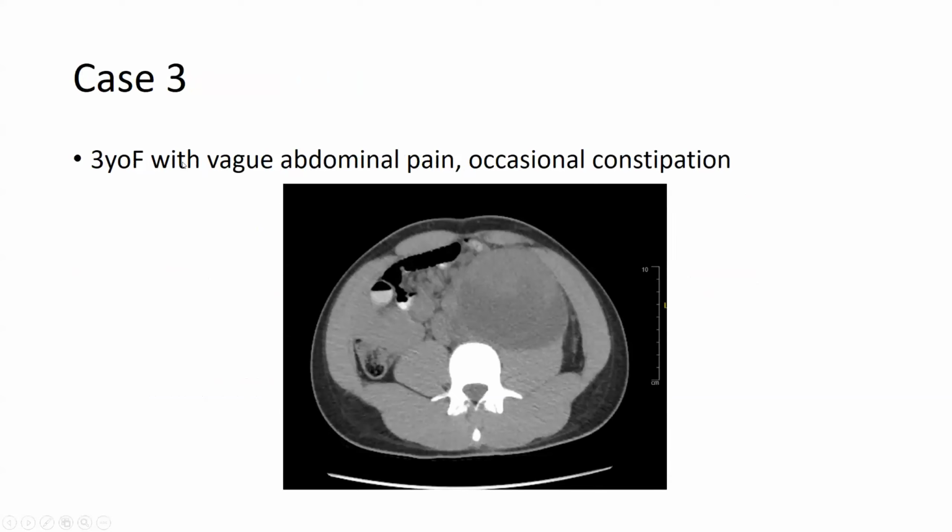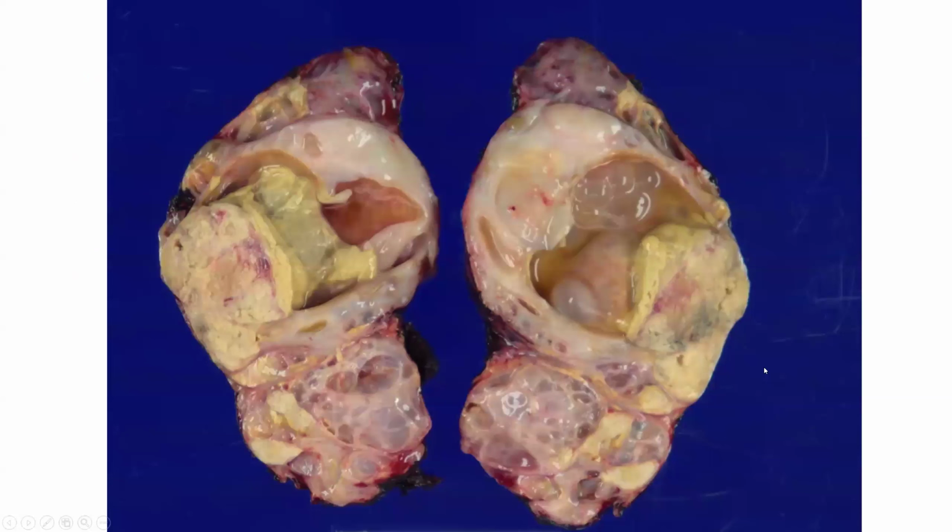Then I'm going to move to case number 3. Case number 3 is a 3-year-old female with vague abdominal pain and occasional constipation. And you can see this very, very large lesion here that was considered to be part of her retroperitoneum. And here's the lesion. I'm sorry, I thought I had an image of it unresected, but here's the lesion after it has been cut into.